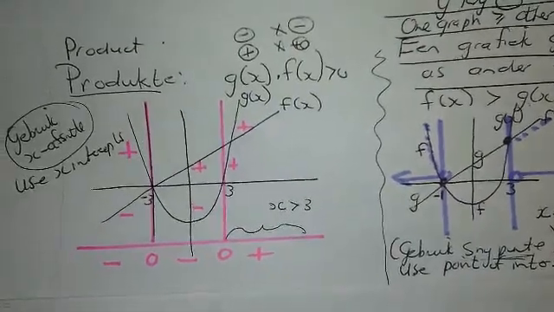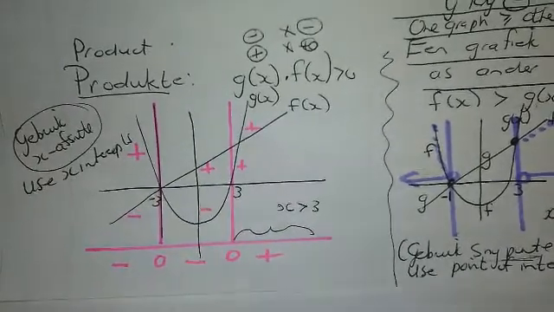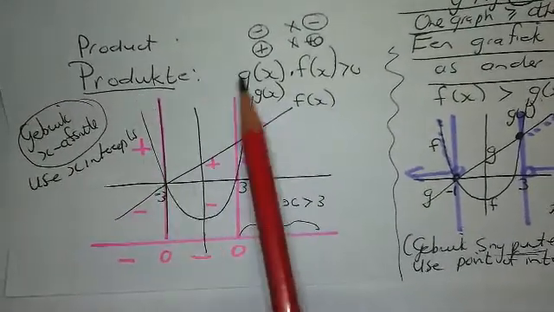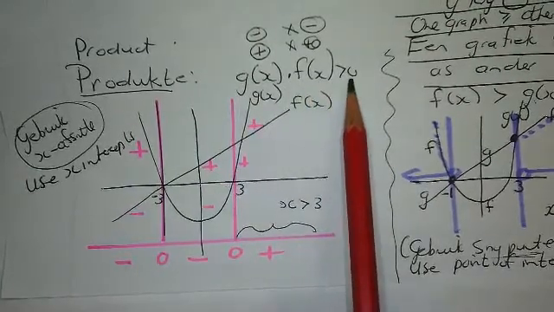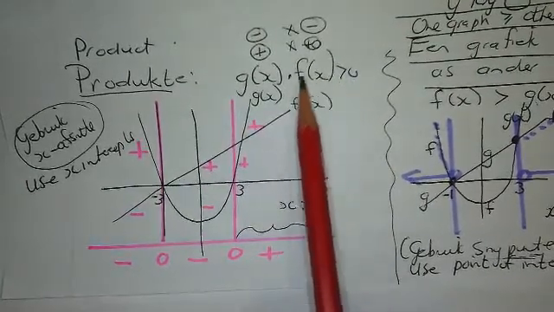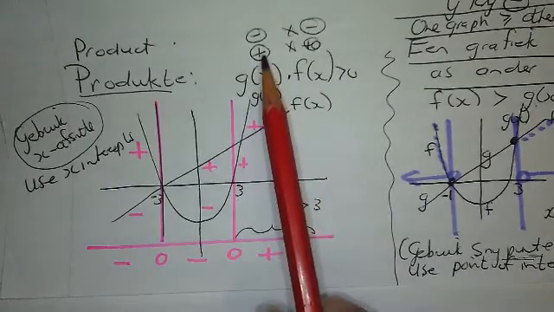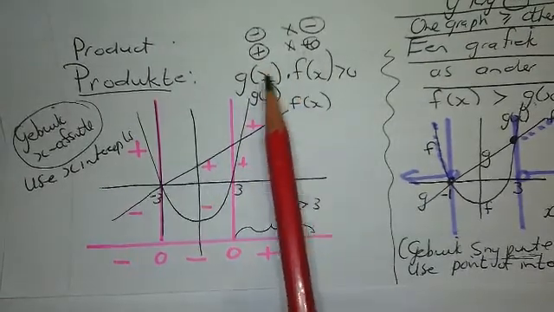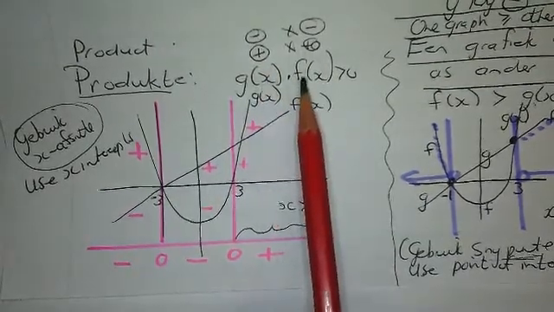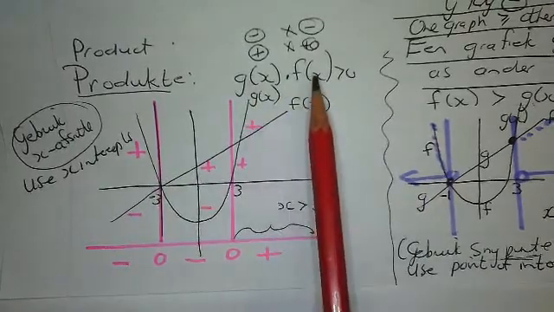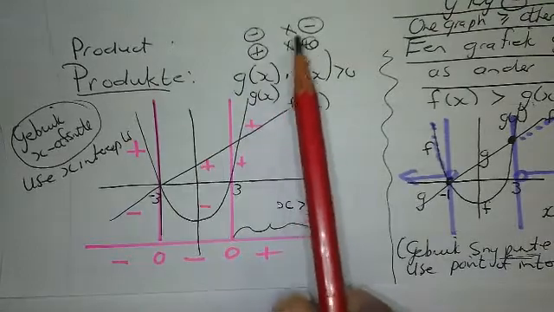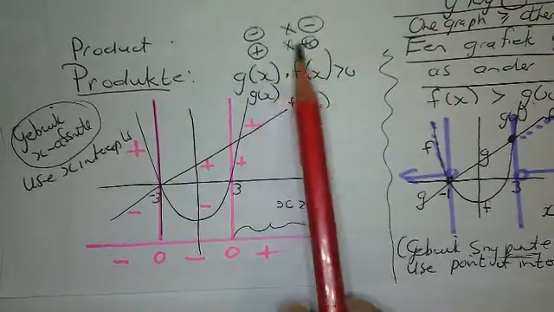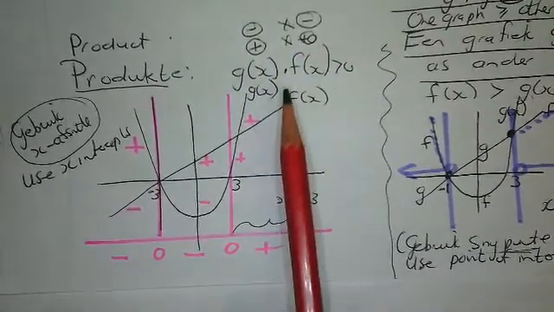Let's do the product now. If you look at this one here, they say to you g of x times f of x is greater than 0. So to get a positive answer, it must be a positive times a positive. Remember, you're working with graphs, so that means your graphs must be above the x-axis, or it must be a negative times a negative. That means both graphs must be below the x-axis.